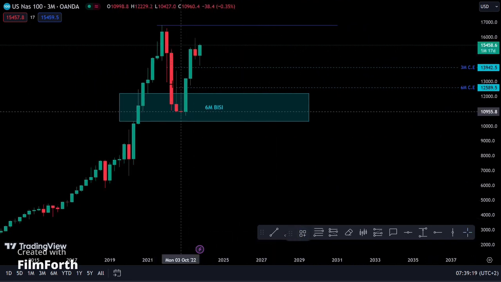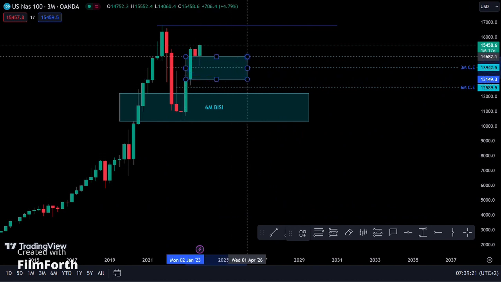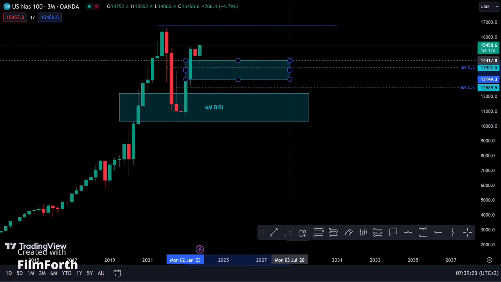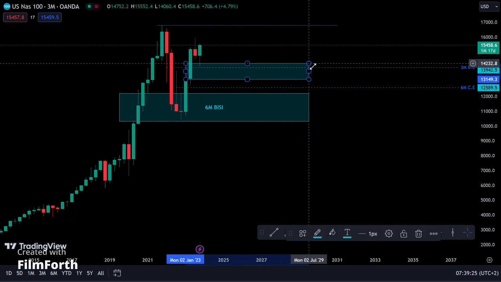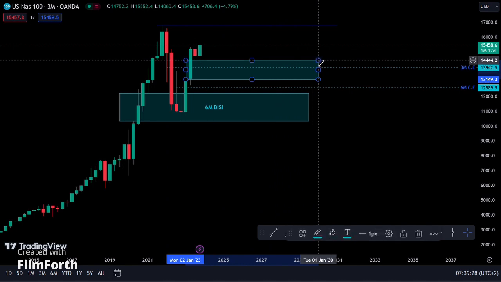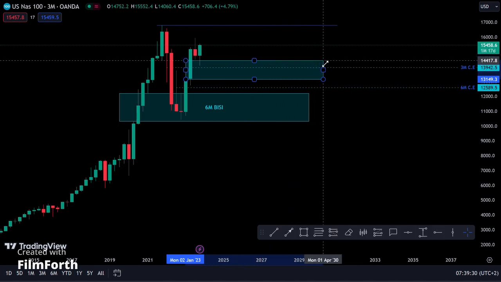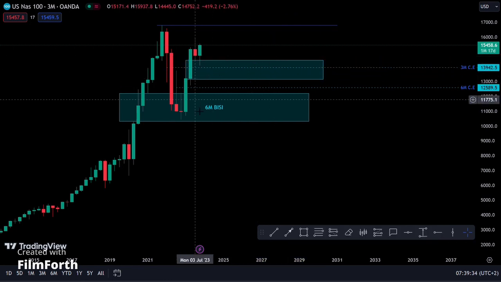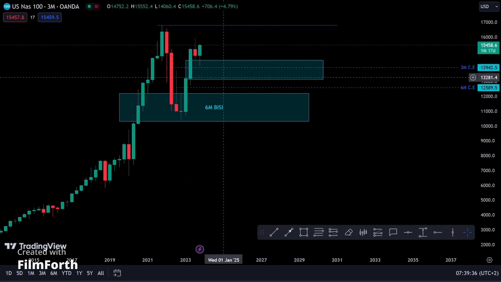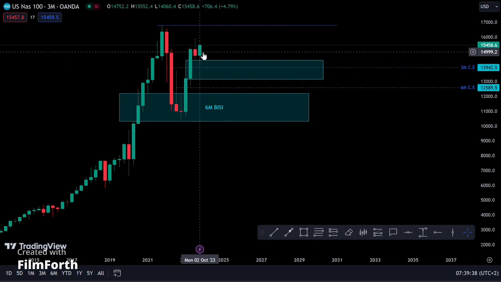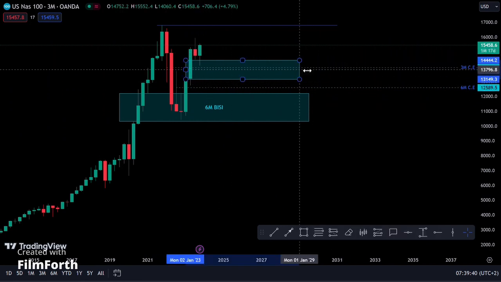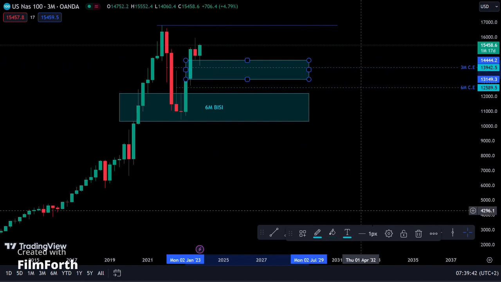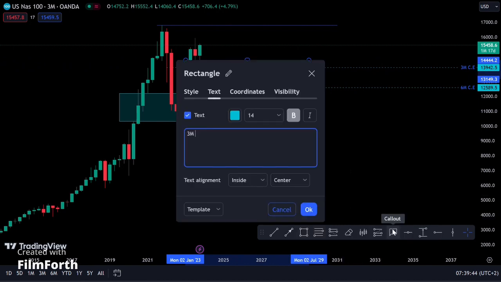Here, there's a fair value gap, a 3-month busy, where we turned off. And if you look at the 3-month busy, we almost turned at this candle's consequent encroachment. So let's label this quickly. 3-month busy.